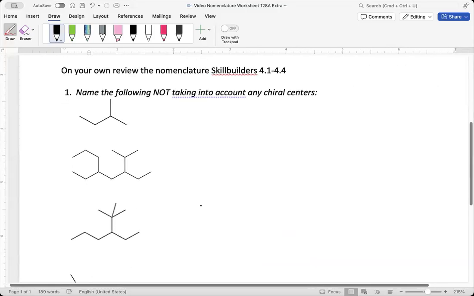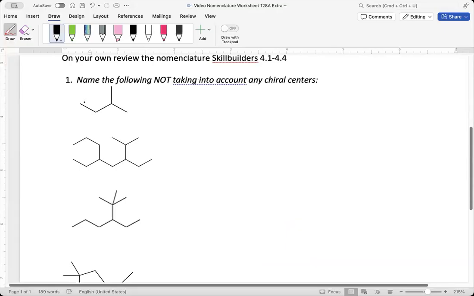So we're going to go through a few examples here. And the first one says, name the following compounds, not taking into account any chiral centers. So we don't need to worry about chiral centers here. So this is a simple alkane. We've got 1, 2, 3, 4 carbons in our longest chain. So remember, number 1 is to find the longest chain of carbons. 1, 2, 3, 4. 4 is but. And then we're going to add the ending ane.